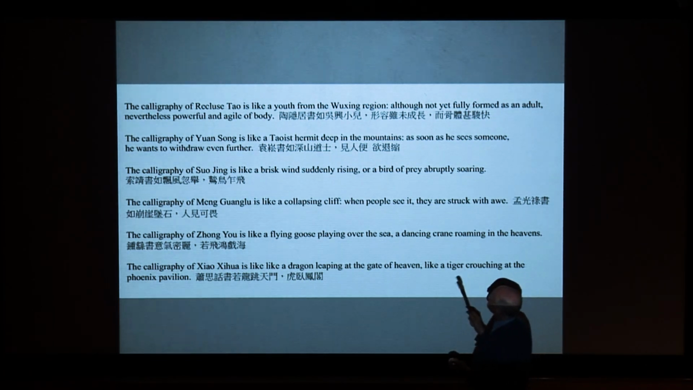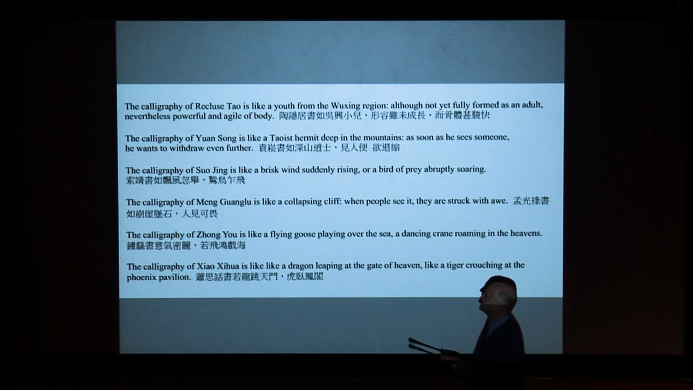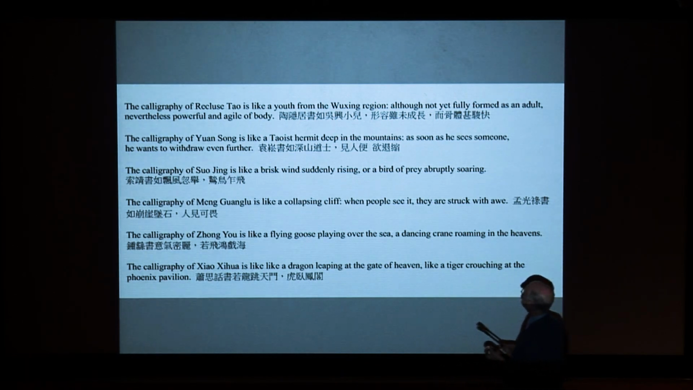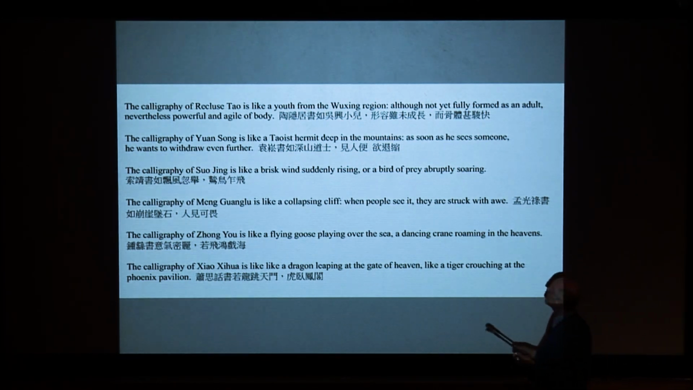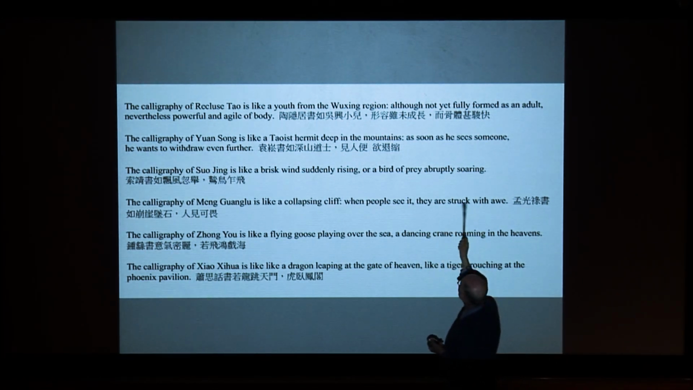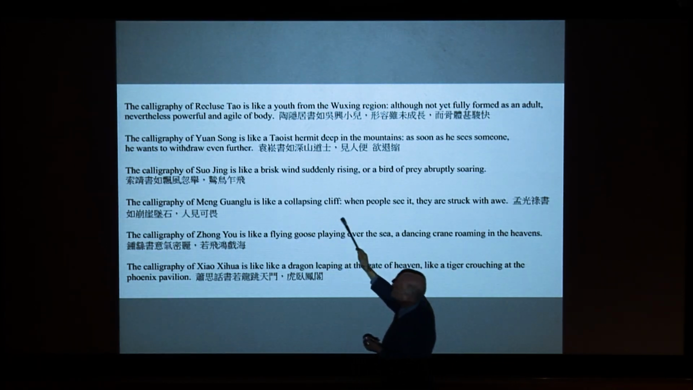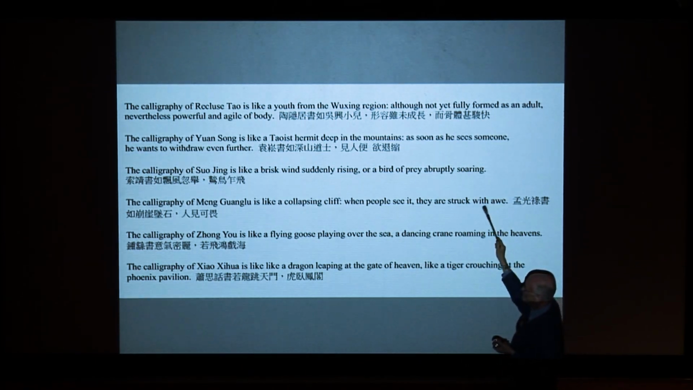He says, the calligraphy of recluse Tao is like a youth from the Wuxing region, although not yet fully formed as an adult, nevertheless powerful and agile of body. The calligrapher of Yuanzong is like a Taoist hermit deep in the mountains. As soon as he sees someone, he wants to withdraw even further. The calligraphy of Sojing is like a brisk wind suddenly rising, or a bird of prey abruptly soaring. The calligraphy of Meng Yuanlu is like a collapsing cliff. When people see it, they're struck with awe.